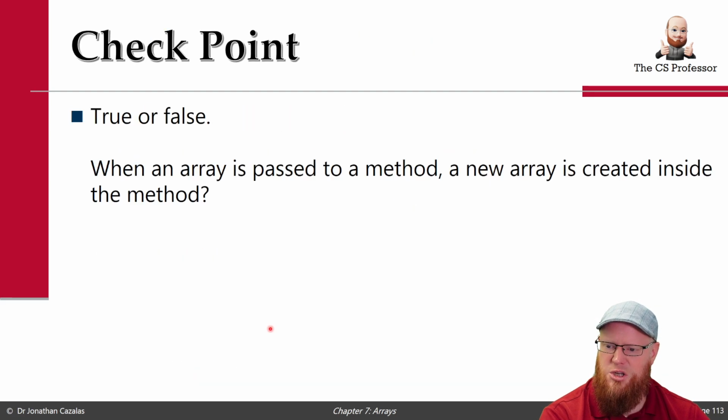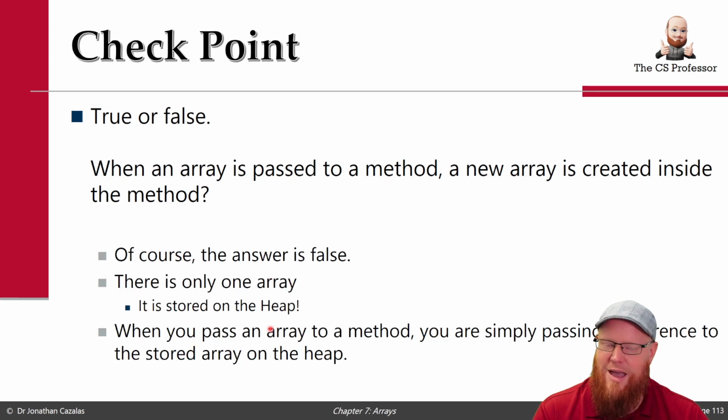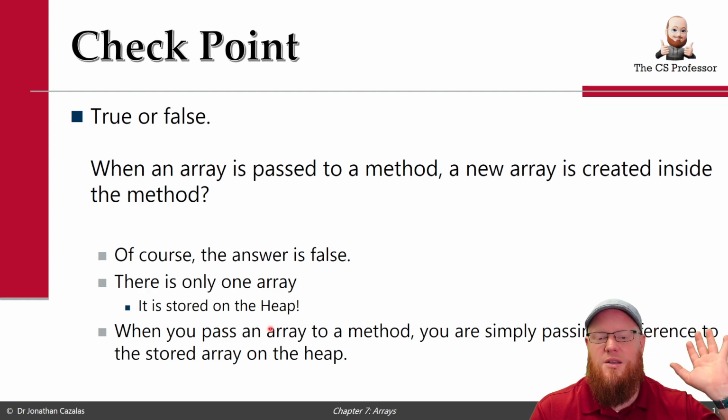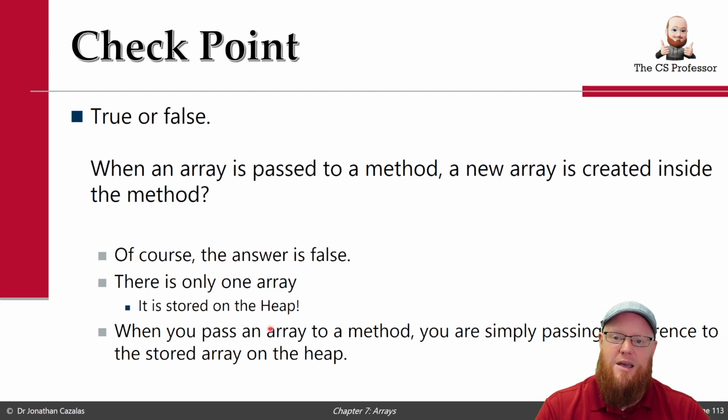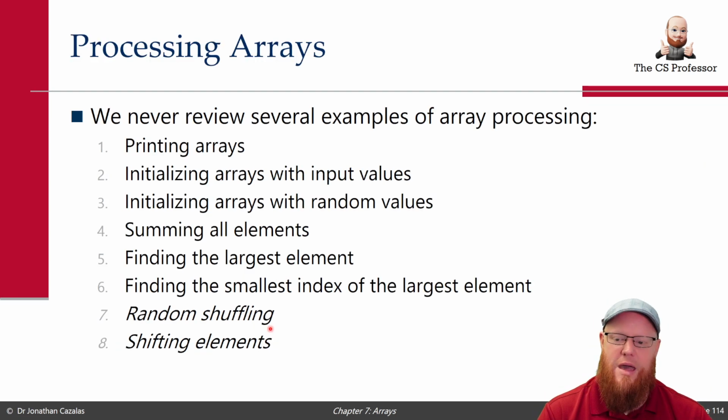All right, we had a checkpoint. When an array is passed to a method, a new array is created inside the method, true or false? Pause the video, think about it if you need to. Hopefully you know that one clearly. Absolutely the answer is false. There's only one array. That array is on the heap. When we pass an array to a method, we are merely sending the address to that method.